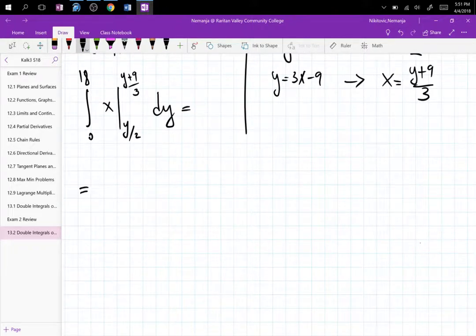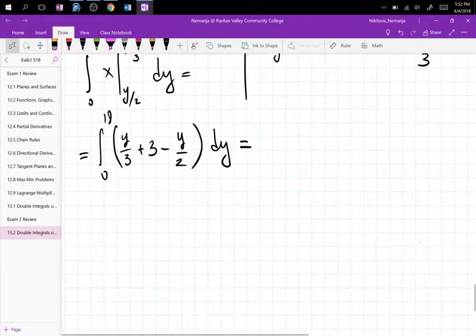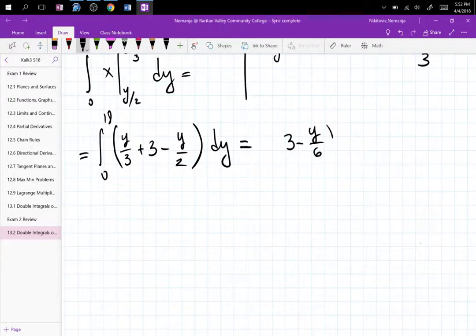So what do we get? We get our integral 0 to 18, top limit. So that's y plus 9 over 3. So let's go with y over 3 plus 3 minus y over 2. Don't forget these parentheses. You know I'm allergic to that. And then we have y over 3 minus y over, so this is 3 minus y over 6. Integral 0 to 18 dy.